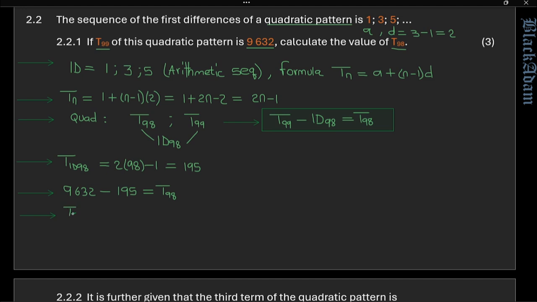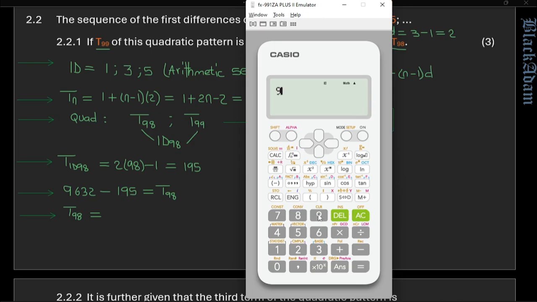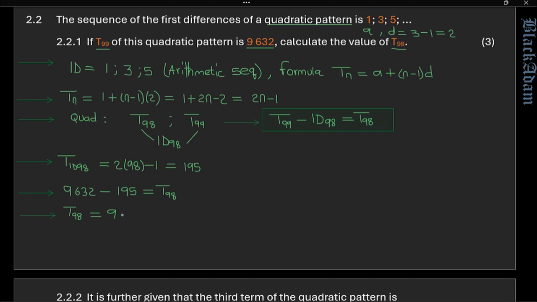And that means term 98 is going to be, use a calculator, 9632 minus 195. Our answer there is 9437. 9437. That's our answer.